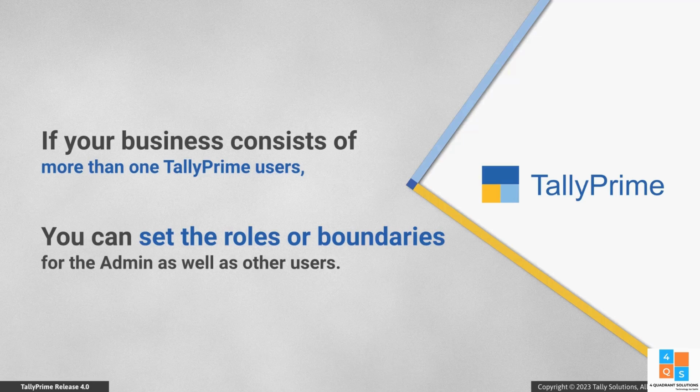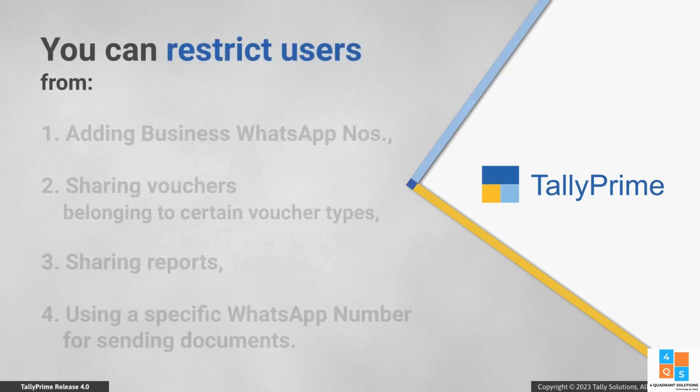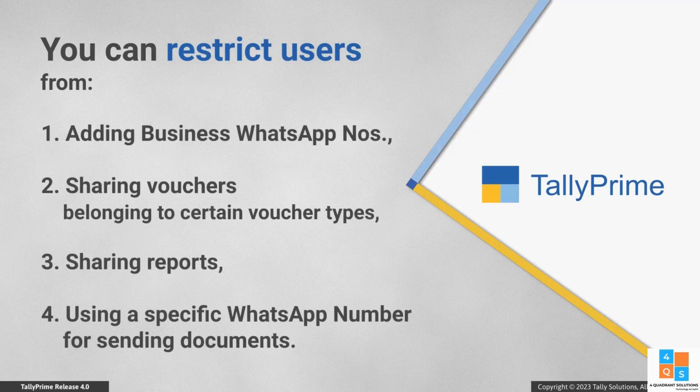Don't worry. Tally Prime has just the right solution for you, using which you can set up permissions for users under user roles. This video will show how you can restrict users from adding business WhatsApp numbers, sharing vouchers belonging to certain voucher types before saving, sharing reports, and using a specific WhatsApp number for sending documents.